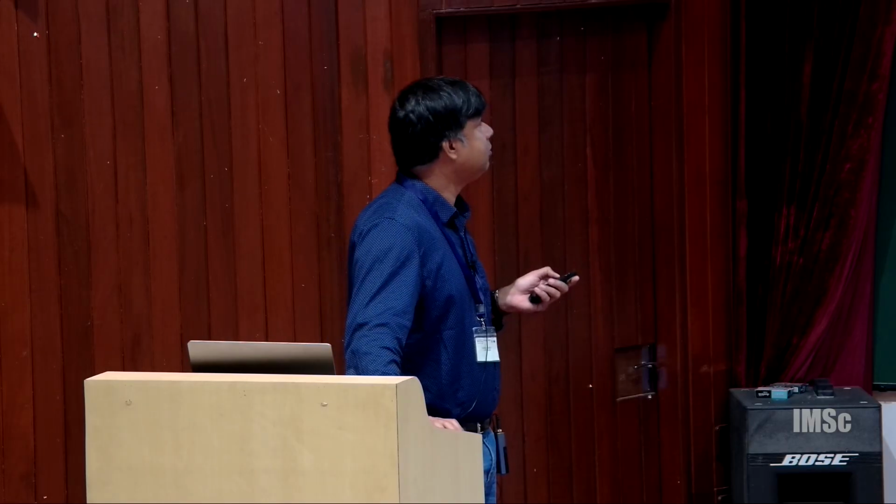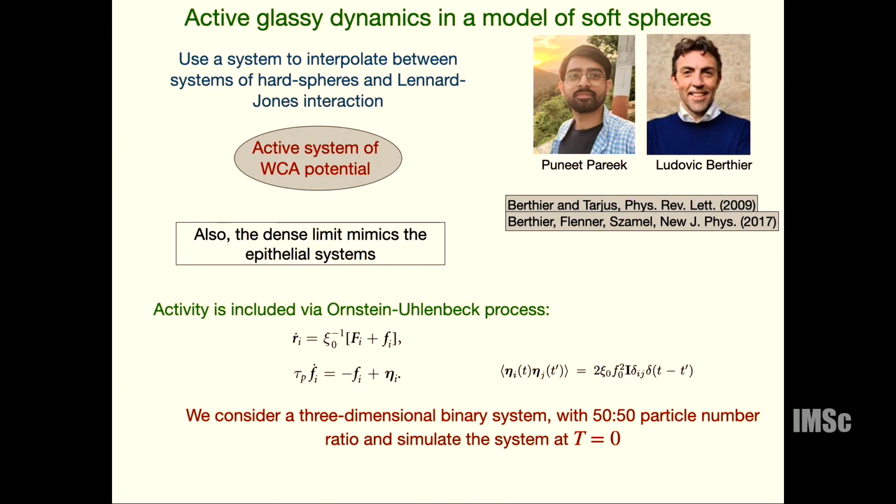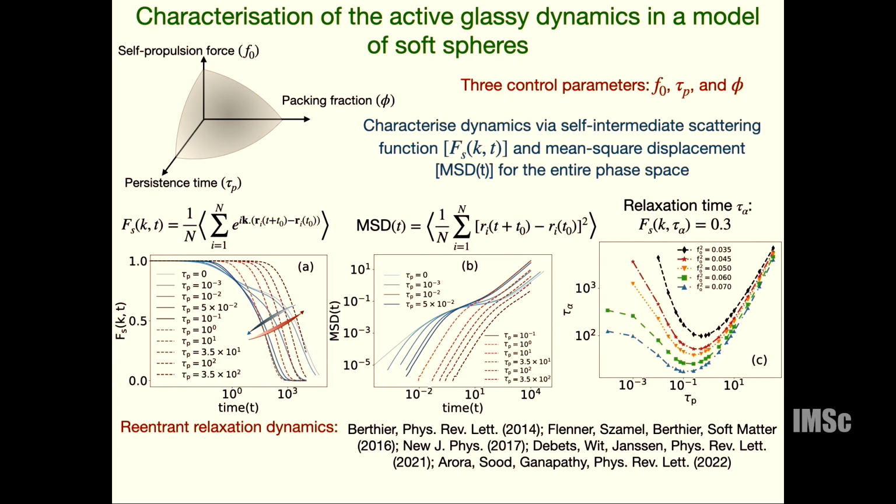Here activity is included as an Ornstein-Uhlenbeck process. So R i dot is, this is the friction coefficient that we set to 1, and this is the sum of the forces. This is the active part of the force, and the active force basically has this Ornstein-Uhlenbeck process, and this gives a force-force correlation with an exponential correlation with the persistence time being tau p. Now we consider a 3-dimensional binary system with a 50-50 particle mixture by number ratio and simulate the athermal limit of the system. So T equals 0.